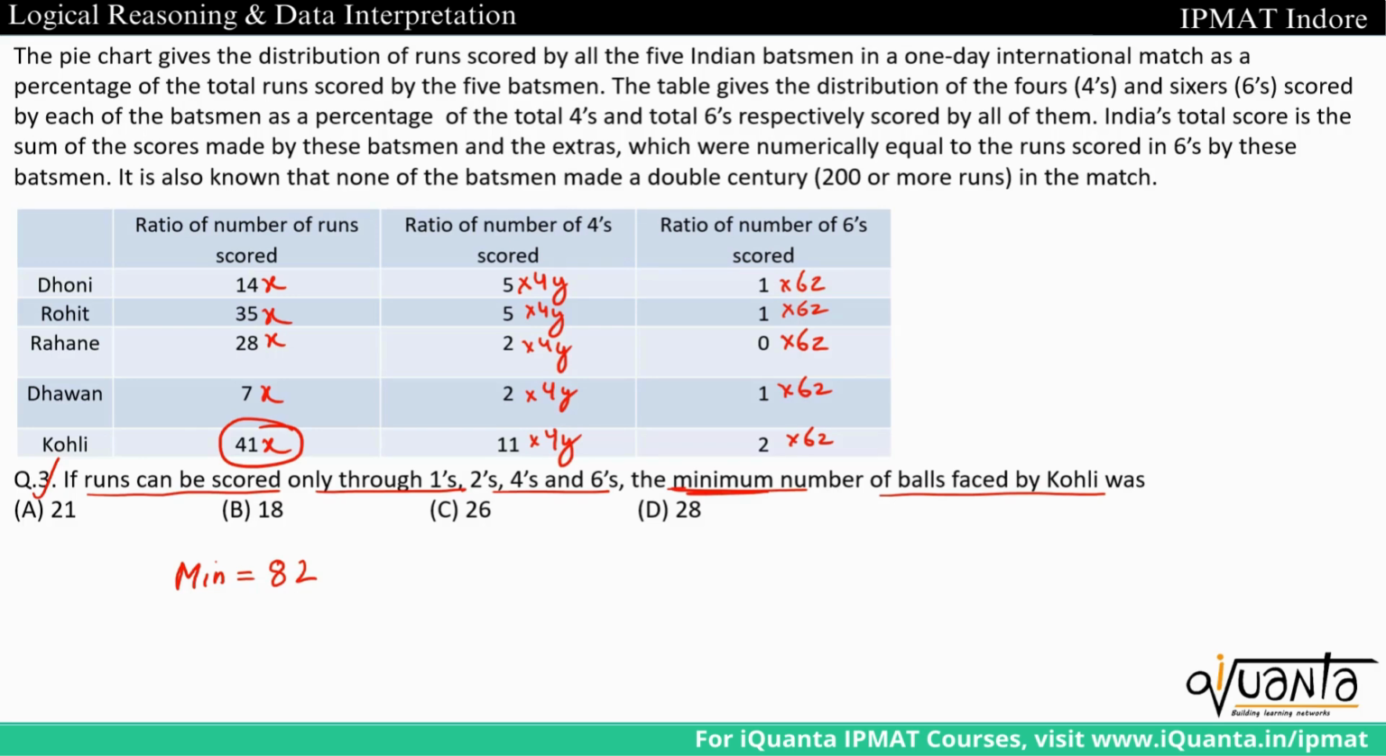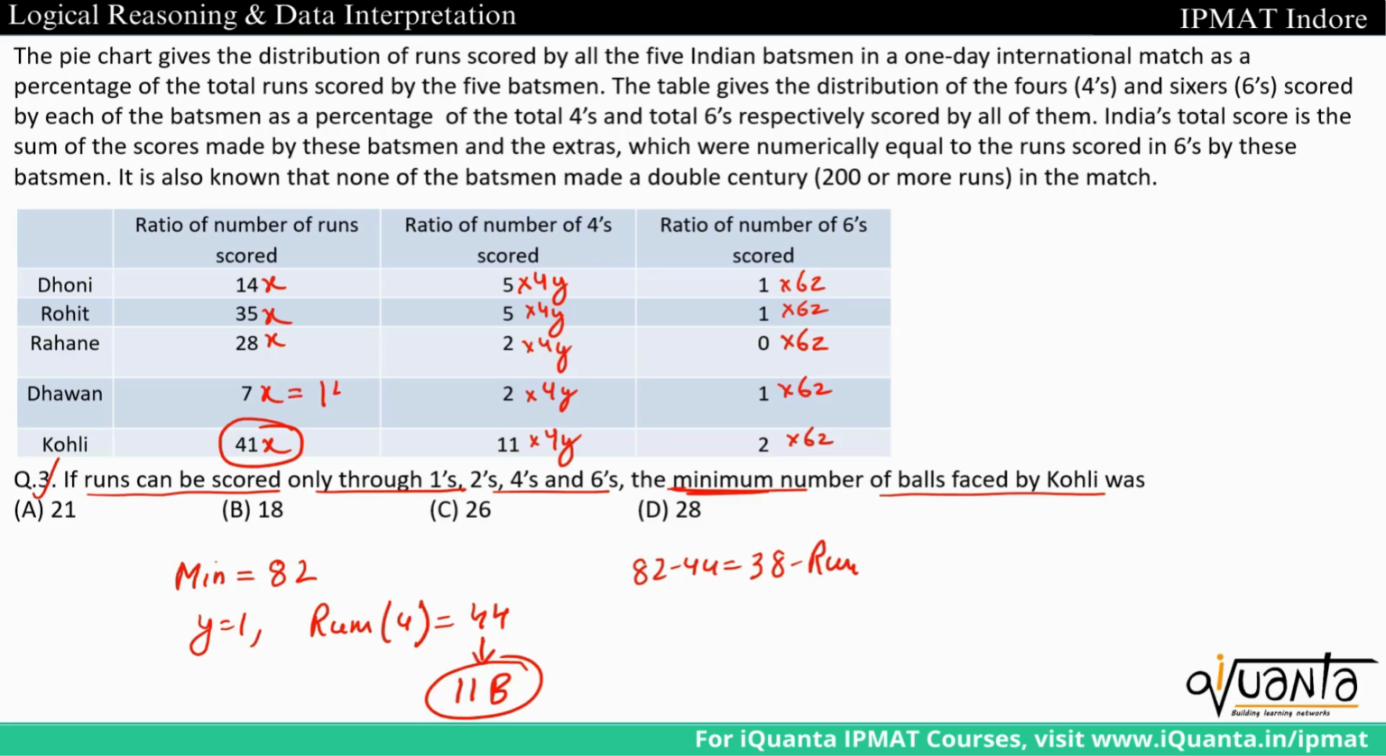Now in the previous question we got to know that the only value of y that is satisfying everything is 1. So if we take y equal to 1, runs scored by Kohli in fours will be 11 into 4 into 1, that means 44 runs. So 82 minus 44, that means 38 runs are remaining. And how many balls did Kohli consume to make 44 runs? He consumed 11 balls.